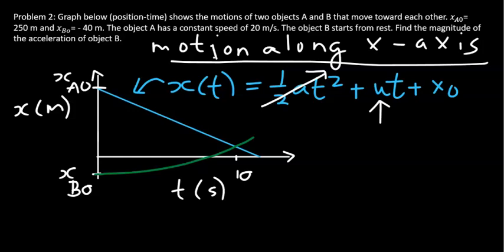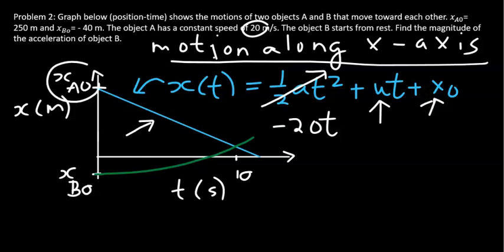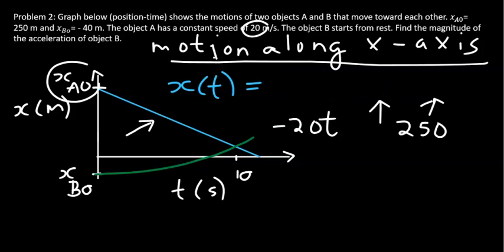However, this speed, as described by the negative slope of this graph, must be negative. So the second term would assume minus 20t. Now this x0 here is the initial coordinate. It starts from there, and we know xa0 is 250, so that's positive 250. So there we have it. The change in position for object A is given by minus 20t plus 250.